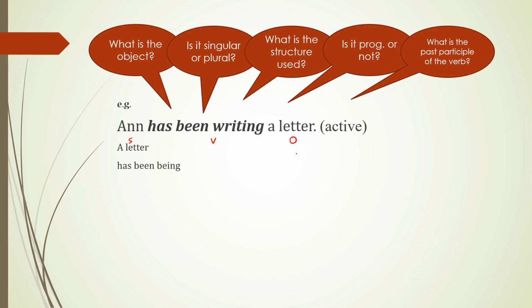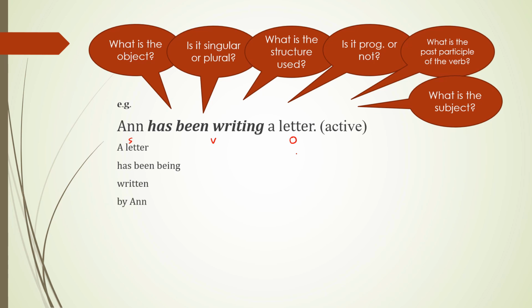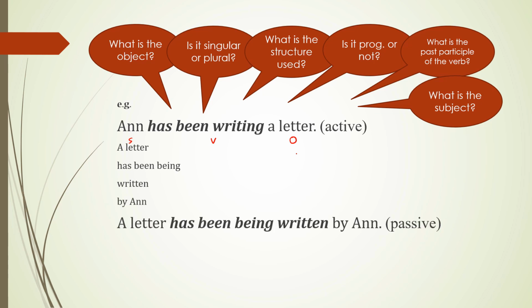And then the next question, what is the past participle of the verb? The verb that is used in the active sentence is write. Write, wrote, and written. So, written is the past participle of the verb. And then the next question, what is the subject of the active? The subject of the active must be the object of the passive in the form of by phrase or by agent. So it must be by an. So for the passive one, a letter has been being written by an.